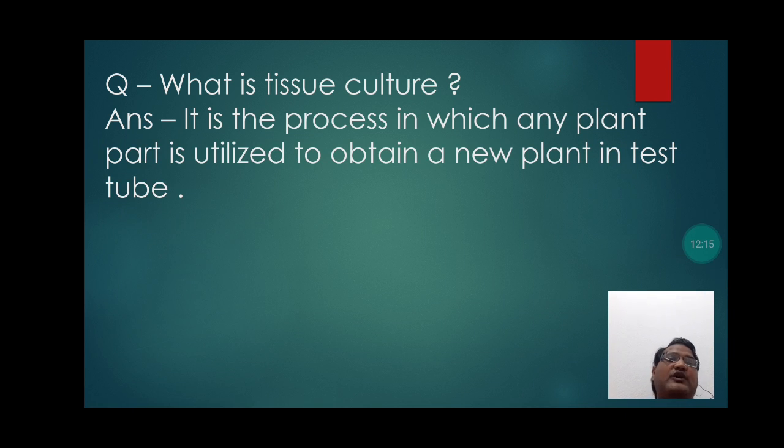Students, now let's discuss an important question. What is tissue culture? It is a process in which any plant part is utilized to obtain a new plant in a test tube.